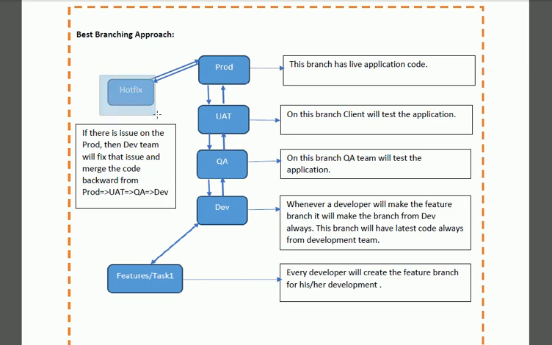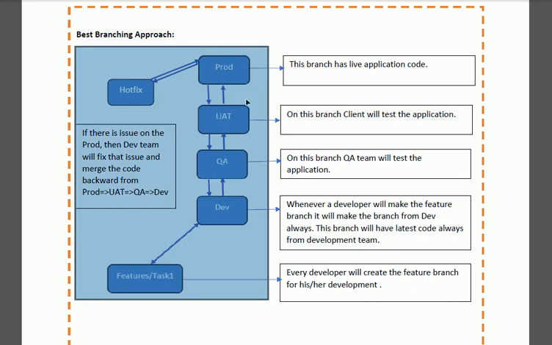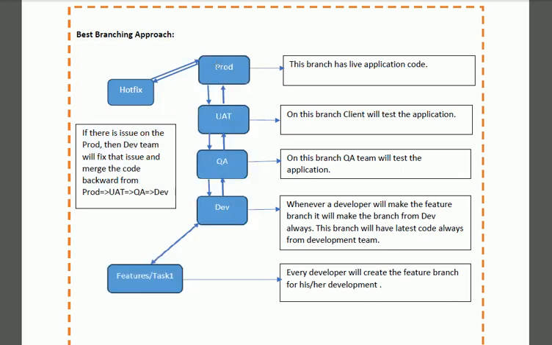We have made this branch hotfix for a situation when there is an issue on the production application. The development team fixes the issue on the hotfix branch and merges it to the prod branch. After the fixing of the issue, the development team merges it backward, like from prod to UAT, from UAT to QA, and from QA to dev. This is known as backward merging.